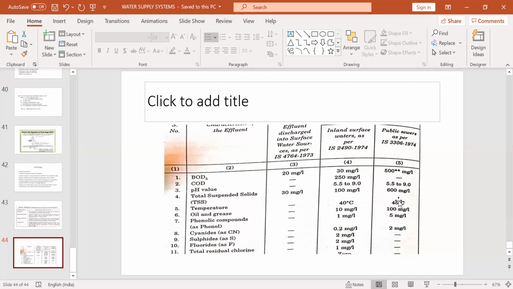Total suspended solids, so these are the limits that are being given. Temperature 40 to 45 degrees. Oil and grease limit should be 100 milligram per liter in public sewer. After treatment, it is 10 milligram per liter. Okay, oil and grease 5 milligram per liter, and before disposal to diluting water 1 milligram per liter. Likewise, sulfides, fluorides, residual chlorine, every other chemical component, permissible limits should match. And if those permissible limits conform to these IS codes, only then you can dispose the sewage into the river.